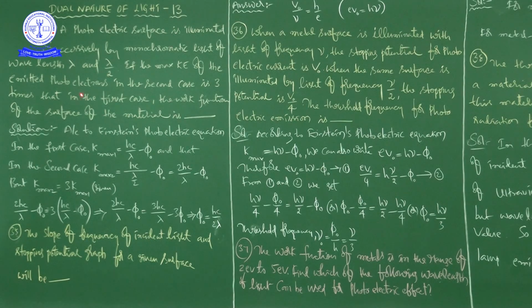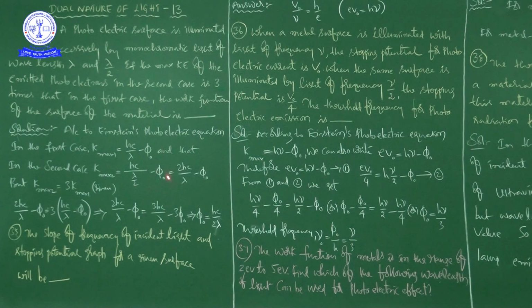Okay, right. So regarding this problem, when a particular metallic surface is exposed to two different wavelengths of light, one is lambda, another one is lambda by 2, and by having the relation between maximum kinetic energy of the emitted photoelectrons in two different cases, first case and second case, it is in the second case 3 times that in the first case. The work function of the surface of the material is dash, okay, right.